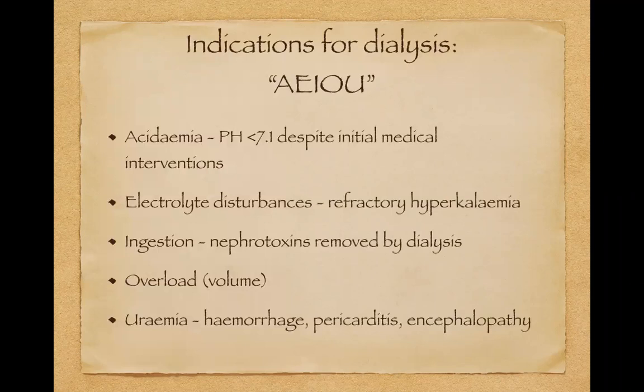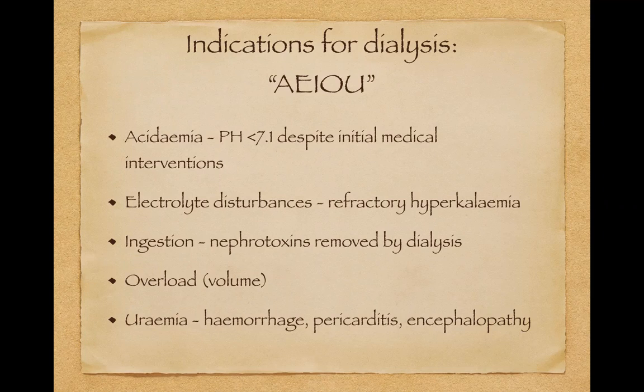And then indications for emergent dialysis. I like the mnemonic AEIOU because it's quite easy to remember. So acidemia, usually a pH of less than 7.1, despite your initial medical interventions with bicarb.